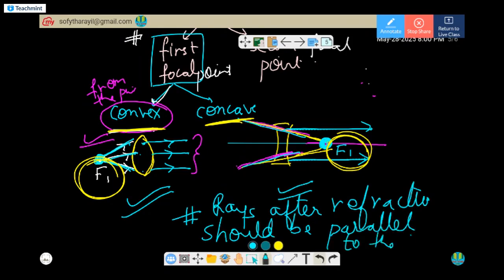To the principal, I'm just writing PA, just write the full form there, principal axis. So in case of convex, if you want after refraction it should be parallel, then that means the rays are coming from the focal point. And for concave, if you want the rays to be parallel, that means they're coming inclined from some point such that they appear that they are going to meet at the focal, the right side focus, but they're not going to technically meet. They will not meet because the moment it hits onto the lens, they will start traveling parallel.